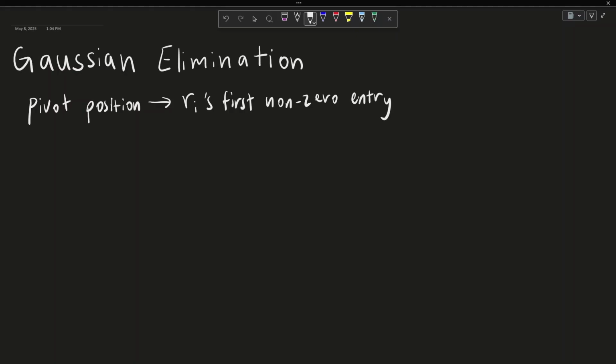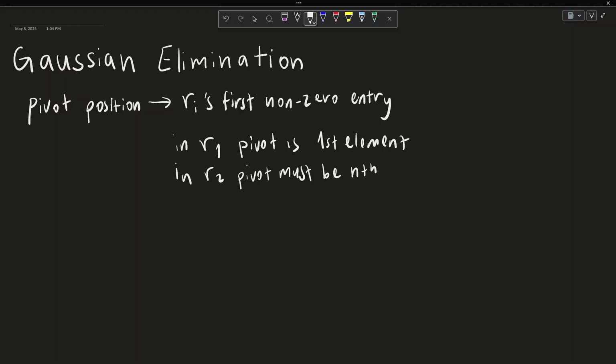So when we use Gaussian elimination to turn a matrix into something called row echelon form, the pivot lies to the right of the pivot in each previous row. So say we have the first row. In the second row, the pivot must be to the right of where the pivot is in the first row. So say, for example, the pivot in row 1 is the first element. In row 2, the pivot must be some value greater than 1 in terms of which element it is. Must be the nth element where n is greater than 1.